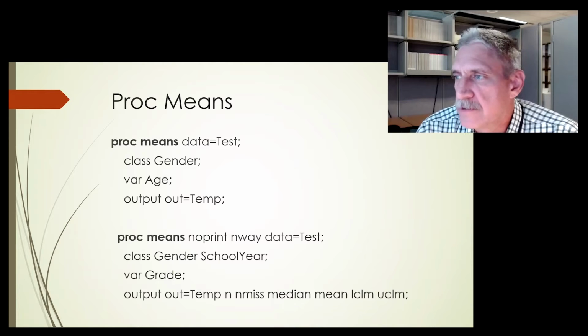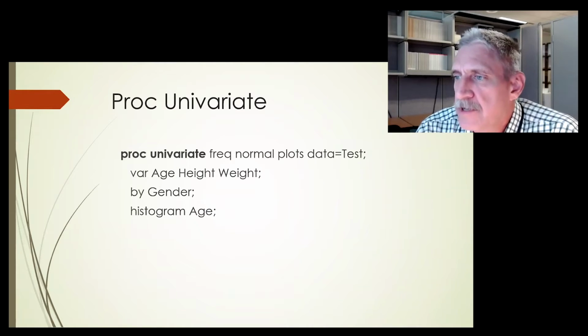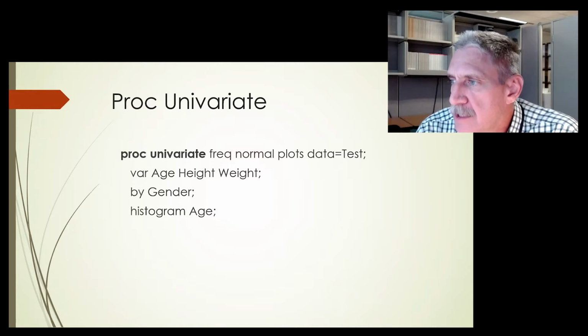Proc univariate is going to be quite similar to the previous two. It gives a lot of the same thing, but it's also going to give you analysis of normality of the data. You can do quartiles, frequency plots, and other things. This example tells it to do the analysis for age, height, and weight, and then do it by gender, but only produce histograms for age. So, you just go through, figure out exactly what you need. These examples are showing what you can do, not necessarily the way everyone would do it.